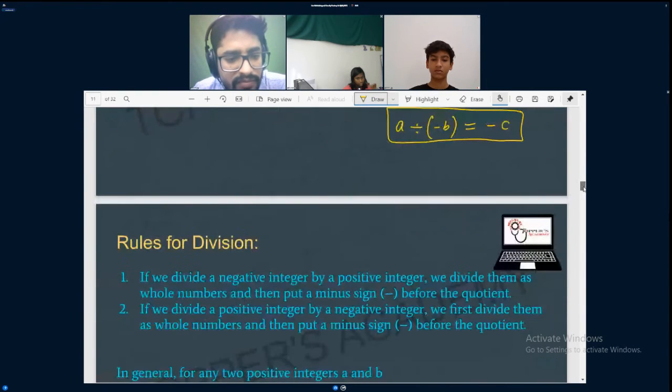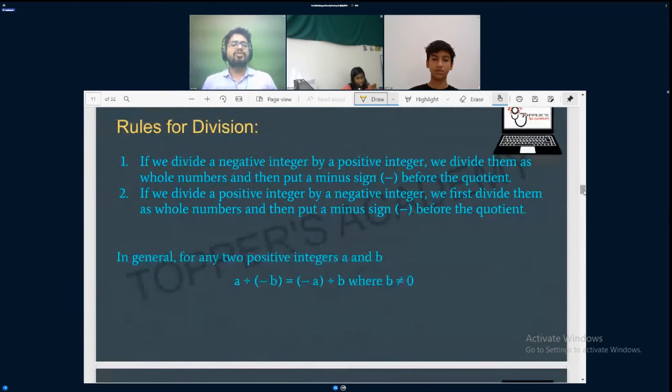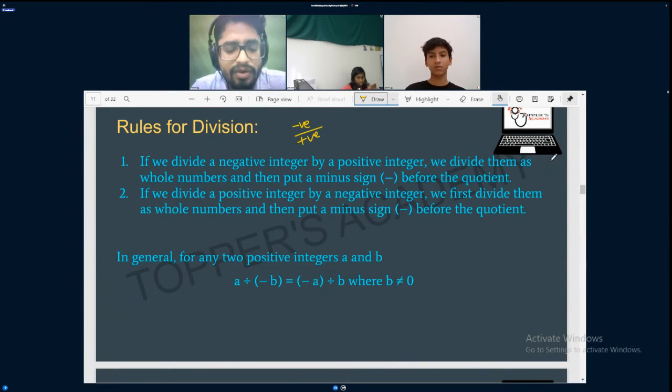The rules are: the first rule says if we divide a negative integer by a positive integer, in this case the dividend is a negative integer and the divisor is a positive integer. If we divide them, divide them as whole numbers. You know how to divide two natural numbers? And then put the negative sign. So the answer must be negative.